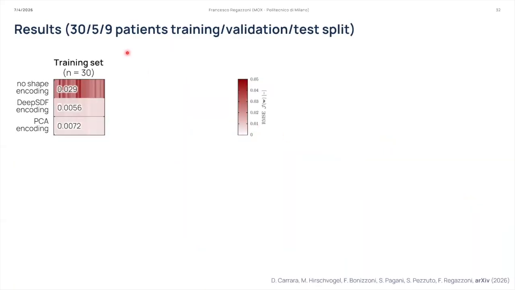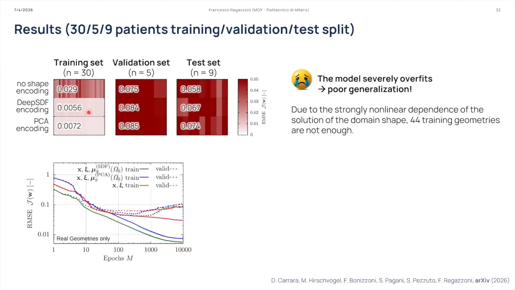So we applied these methods to our dataset composed of 44 geometries. So we employed 30 for training and the others for validation and for testing. So on the training set, we got an error that was quite good, below 1%, but on the test set, the error was very large. And so this is a classical case of overfitting because we have a small error on the training set and a large error on the test set. And this means that the model is not able to generalize well to unseen geometries.